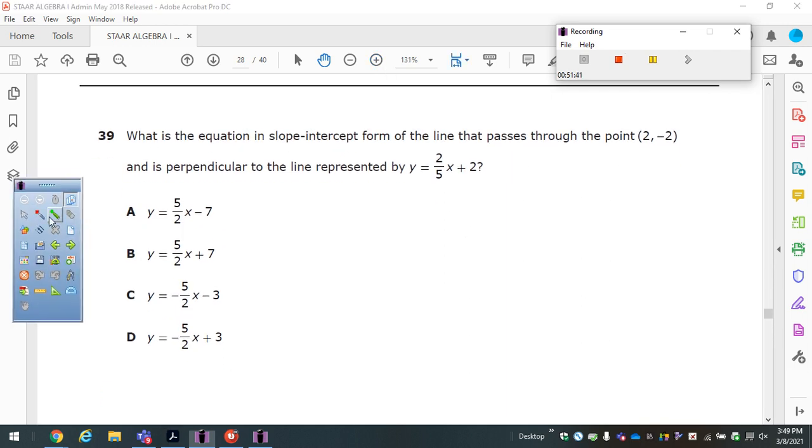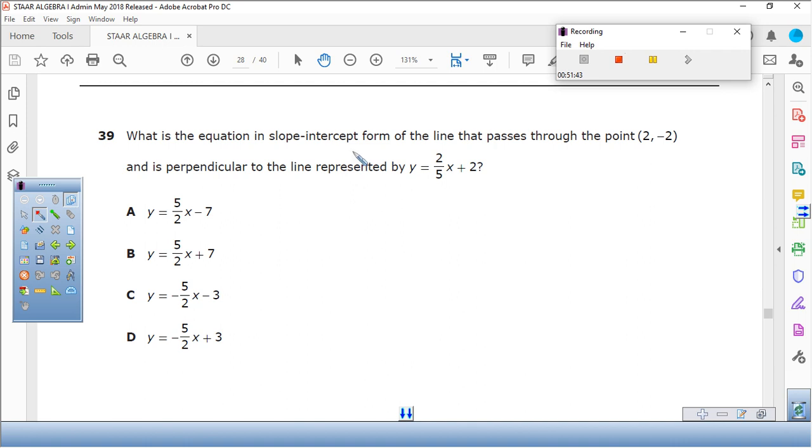G. Later. Okay. Perpendicular. Do y'all remember what perpendicular meant?